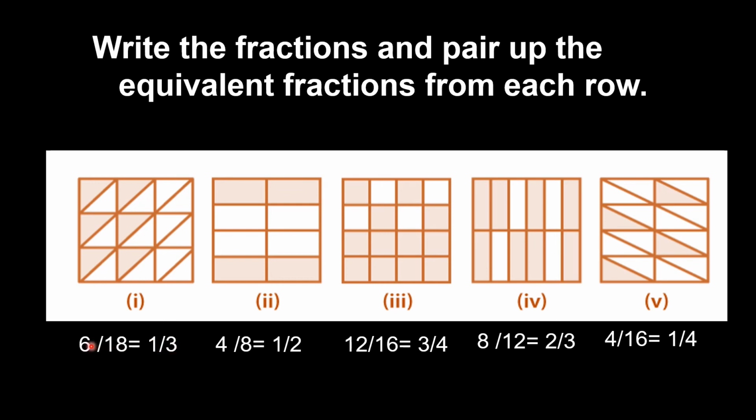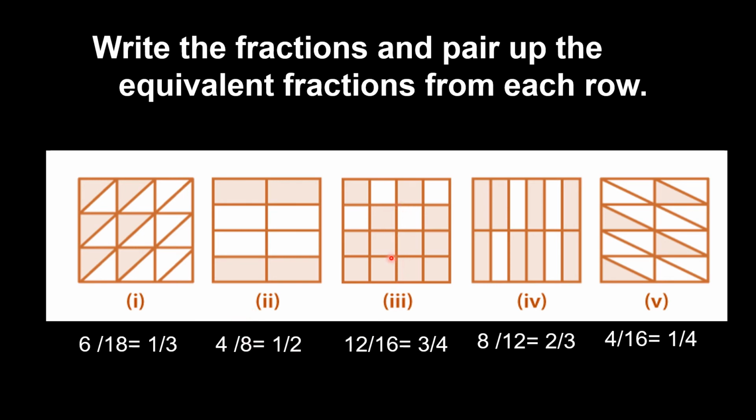reduced form, isn't it? So the common number is 6. Okay, 6 into 1, 6 into 3. So 6 will get cancelled. 1 by 3 will be there. Okay. So here 4 by 8, that is 1 by 2. 4 into 1, 4 into 2. 4 will get cancelled. 1 by 2.